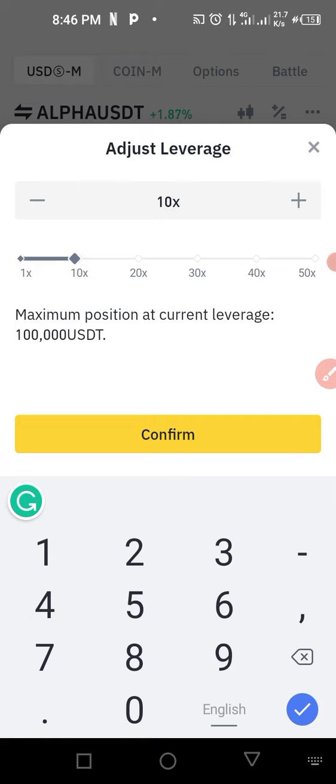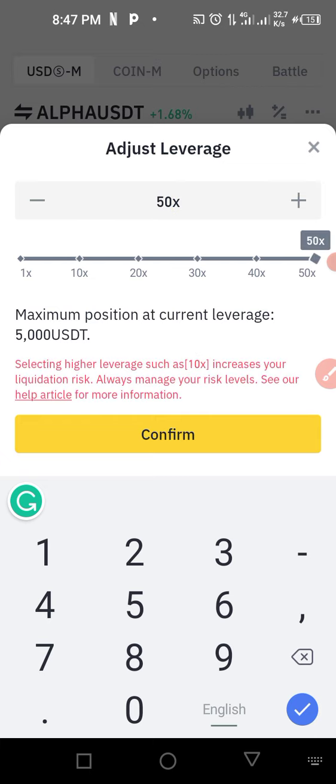It means that I borrowed $9 together with the $1 I have. So which means I'm having $10 to trade. So that is what leverage is all about. For this particular pair, Alpha USDT, now you have about 50 leverage.